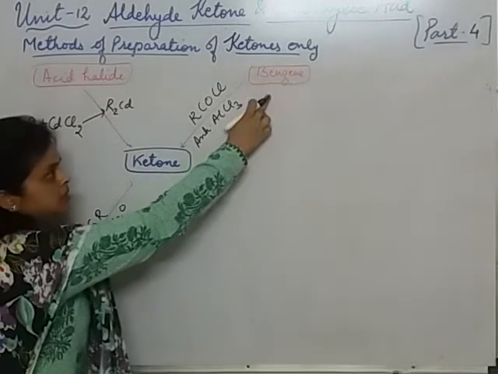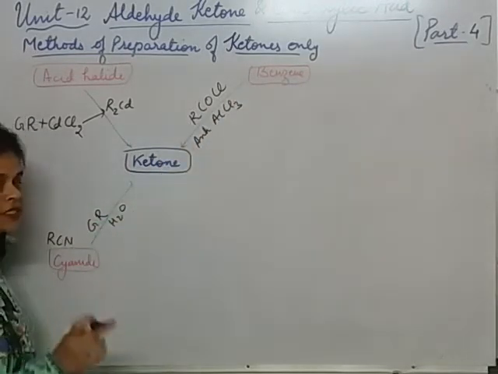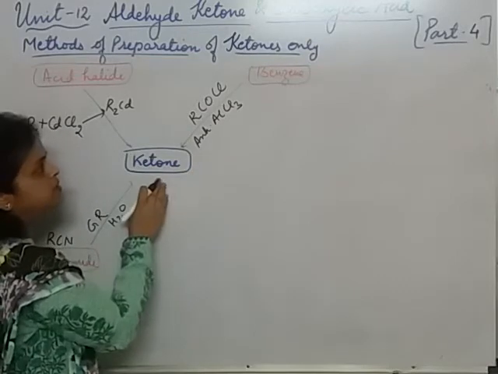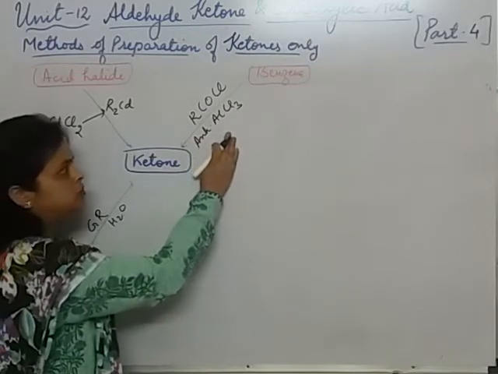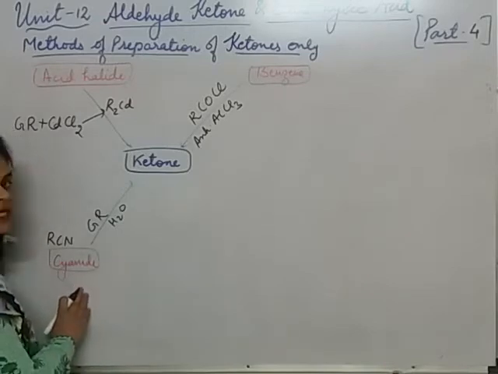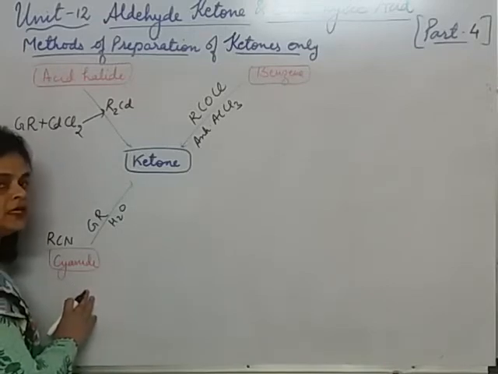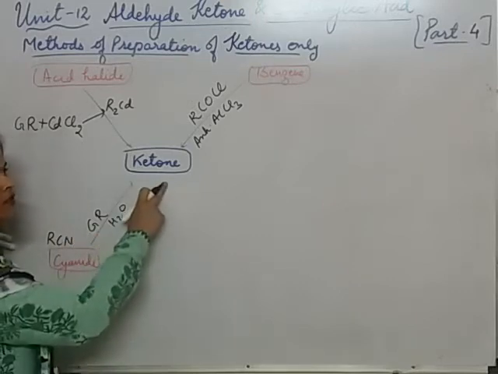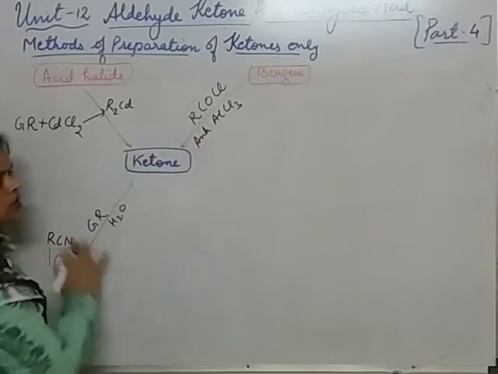Second one is benzene. This reaction we had already studied. When benzene undergoes acylation, it gives the ketone in the presence of anhydrous aluminum chloride or any Lewis acid. And the third one is cyanides. Cyanides, when they combine with GR followed by hydrolysis, give the ketones. Okay, so these are the 3 methods.